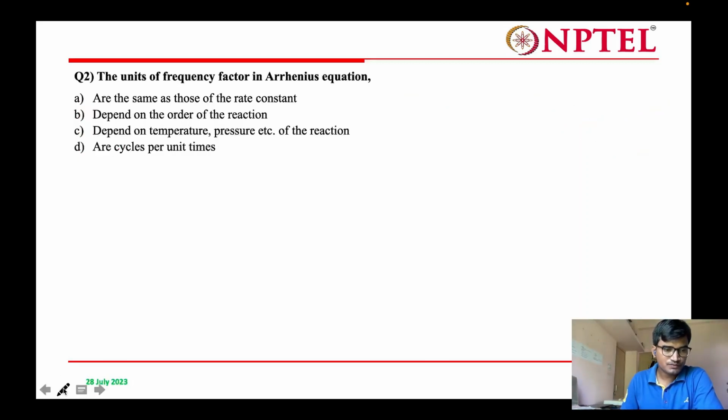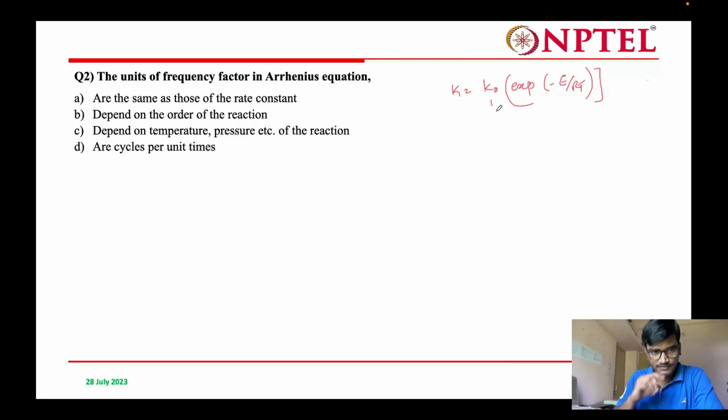Question 2. The unit of frequency factor in the Arrhenius equation. As all of you know, the Arrhenius equation is k is equal to k naught exponential of minus E by RT. Here E is the activation energy, R is the gas constant, T is the temperature, k naught is the pre-exponential factor, and k is the rate constant. So this exponential term is dimensionless. So the unit of k naught is the same as the rate constant.